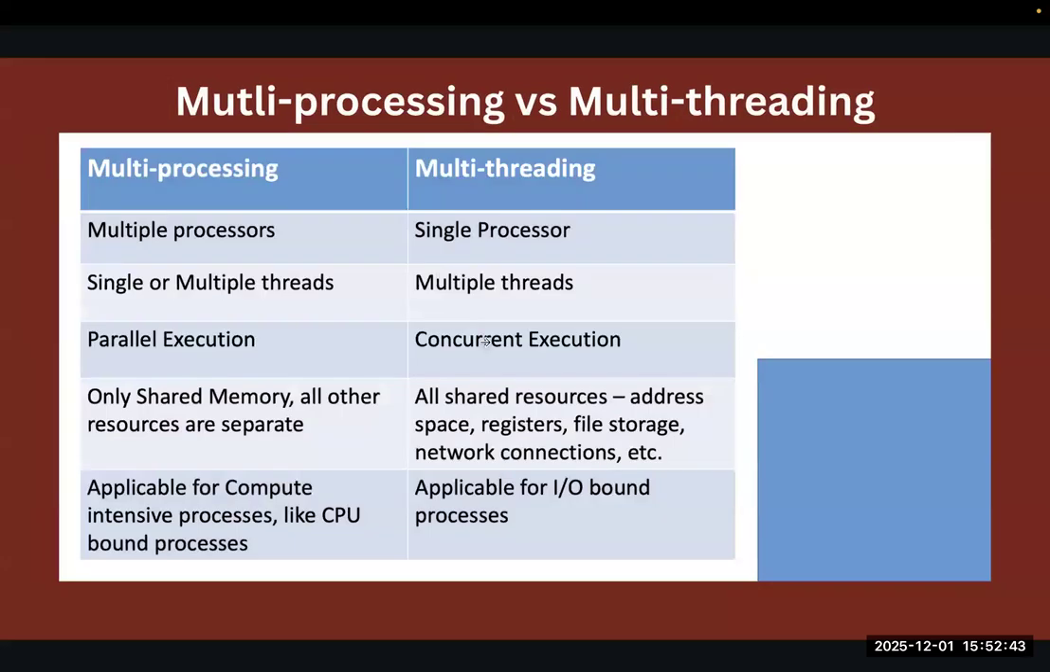We have multiprocessing and multi-threading. Multiprocessing uses multiple processors or cores, each executing separate processes or threads. Multi-threading uses a single processor to execute multiple threads concurrently by switching between them. Multiprocessing is ideal for heavy operations, whereas multi-threading is better for IO bound tasks when threads spend time waiting.